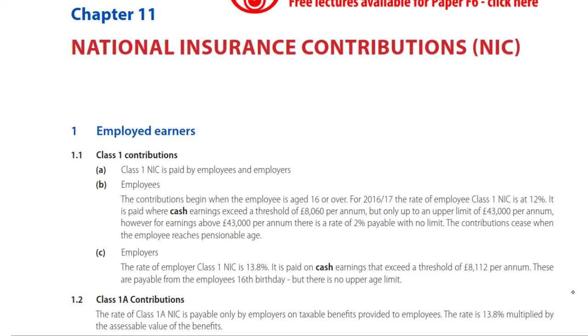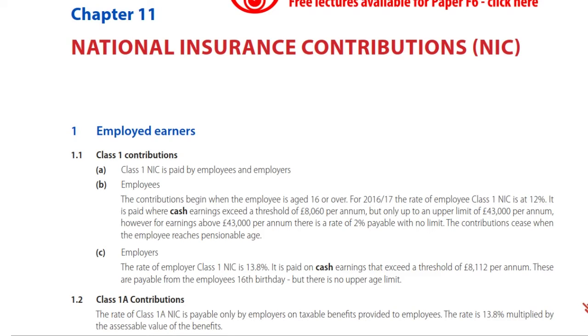Now, they are only paid in relation to cash earnings: your salary, wage, bonus, commission. They're not payable on assessable benefits. We will see that there is a national insurance contribution to be levied in relation to those assessable benefits that we saw back in Chapter 9, but it's not Class 1 and it's not paid by employees. So, cash earnings on an annual basis for our 16-17 tax year only become payable if you exceed a threshold of £8,060 per annum.